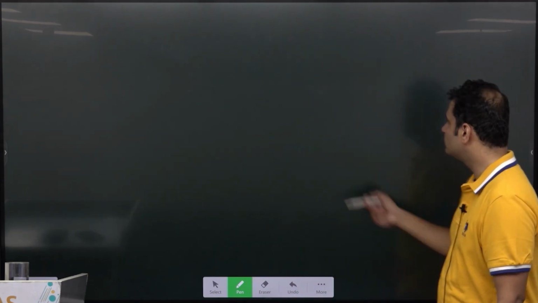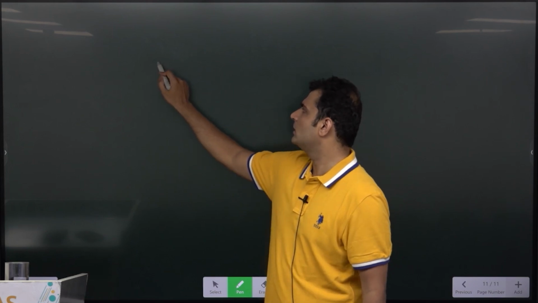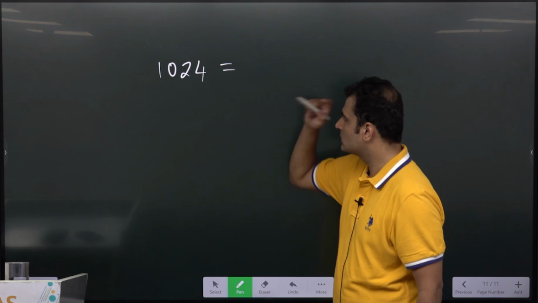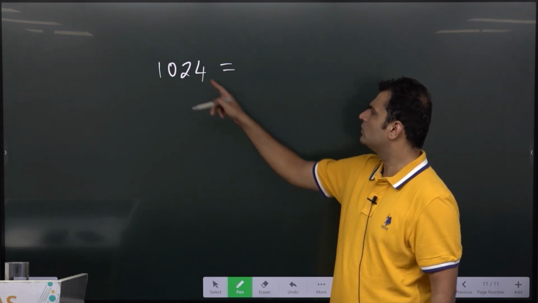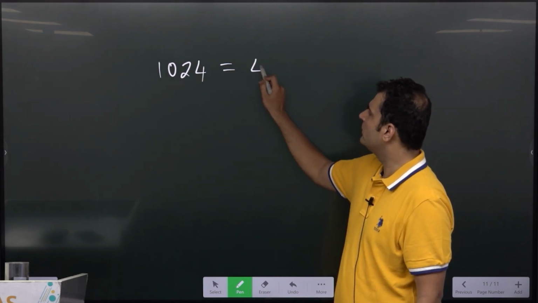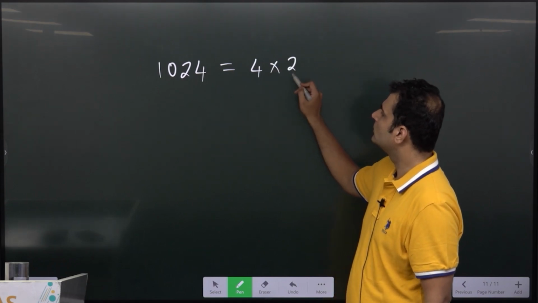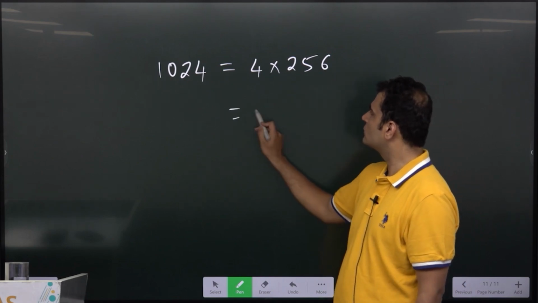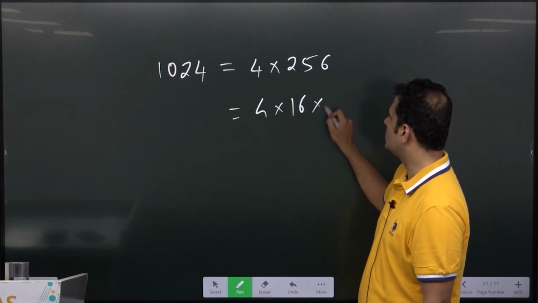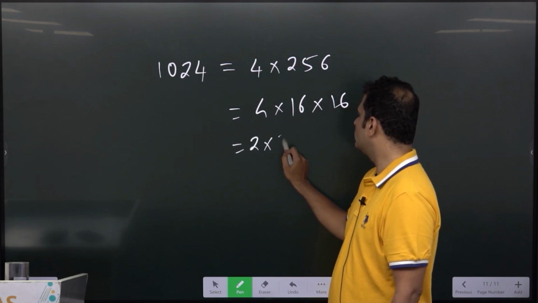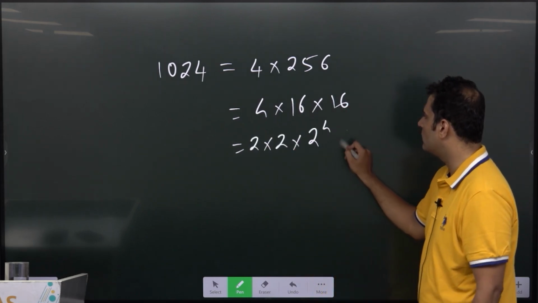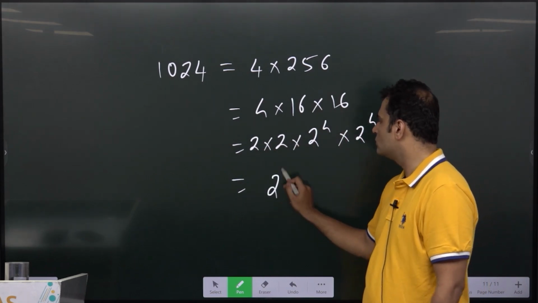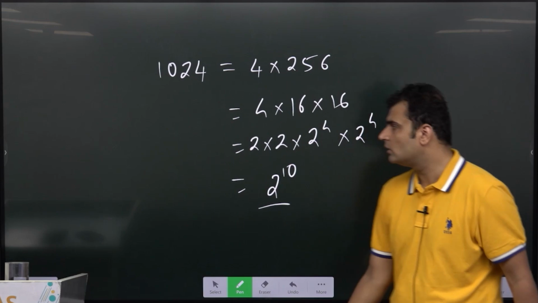कोई भी और number ले लो. Let us take थोड़ा बड़ा number ले लेते हैं. 1024. चलो. You can see that this is divisible by 4. So 4 से divide करते हैं. 4 into 256, which is equal to 4 into 16 square. 16 into 16, equal to 2 into 2 into 16, is 2 power 4, 2 power 4. So this is 2 की power 1, 2, 4, 4, 8. This is 2 की power 10. This is the prime factorization of 1024.